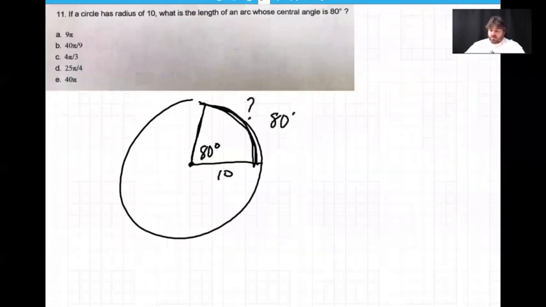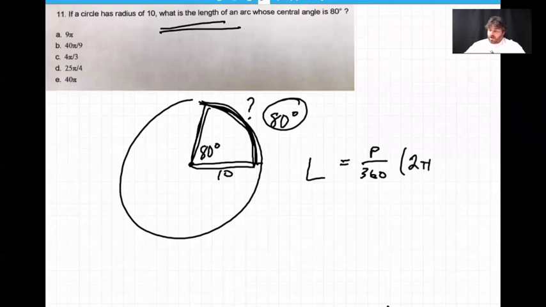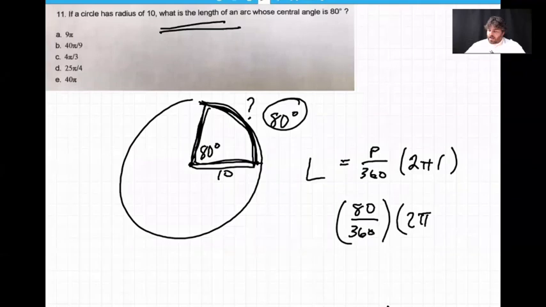Well, it's just 80. Central angles are equal to arc measures. So that's the measure of that arc, right? Now it does say what is the length of an arc. So that means we're really doing arc length, which is basically the central angle over 360. It's the part of the circle times the circumference formula, which is 2 pi r. So we know that the part that we're talking about is 80 degrees. So 80 out of 360, that's our fraction of the circle, times 2 pi 10.